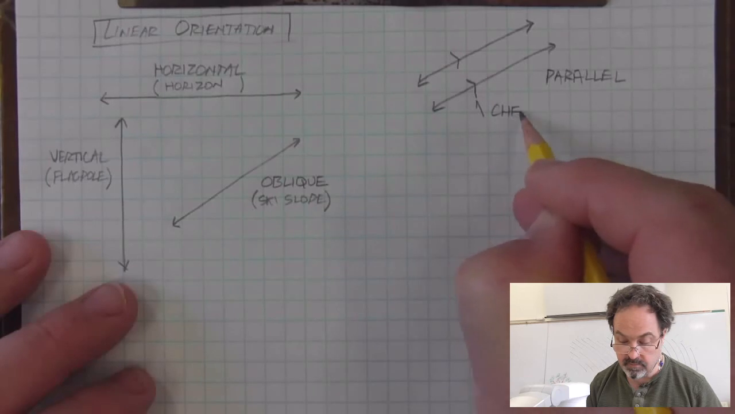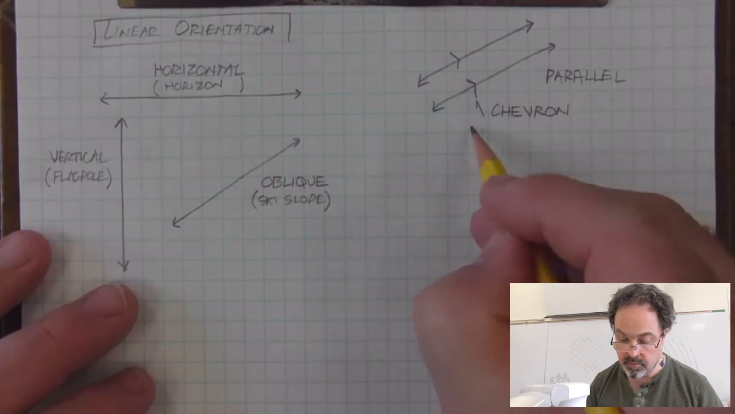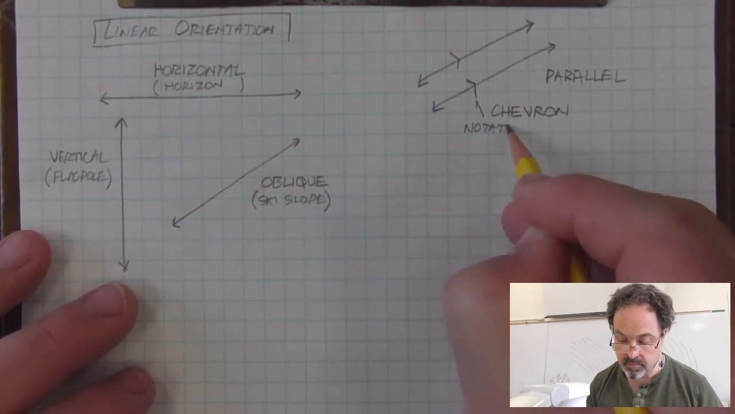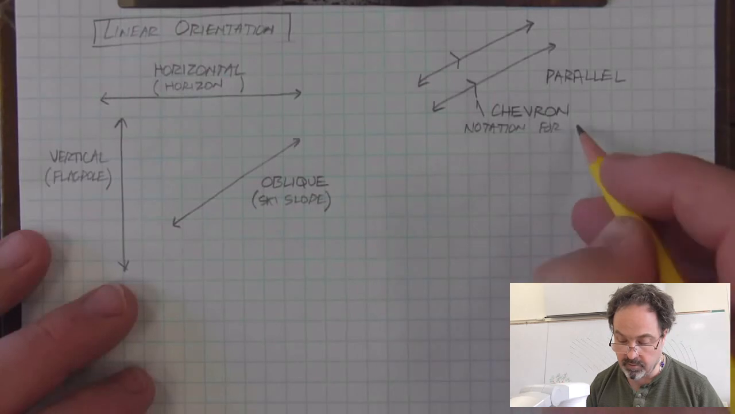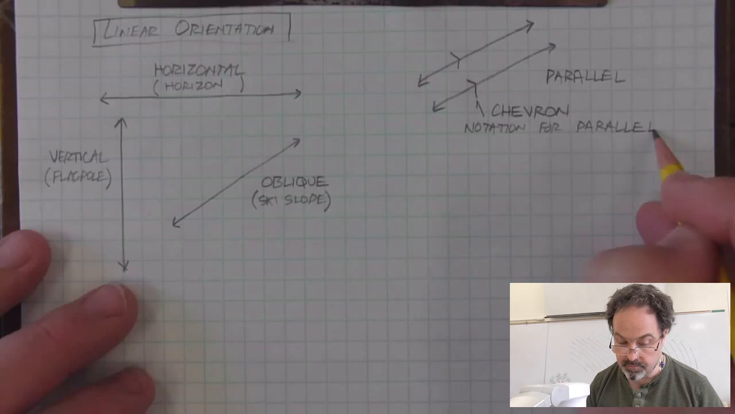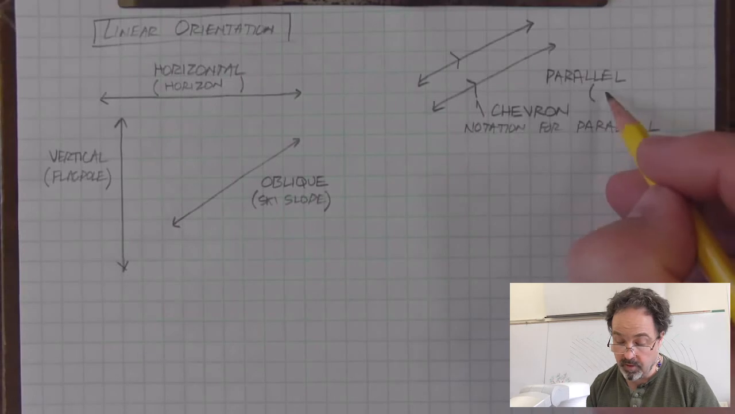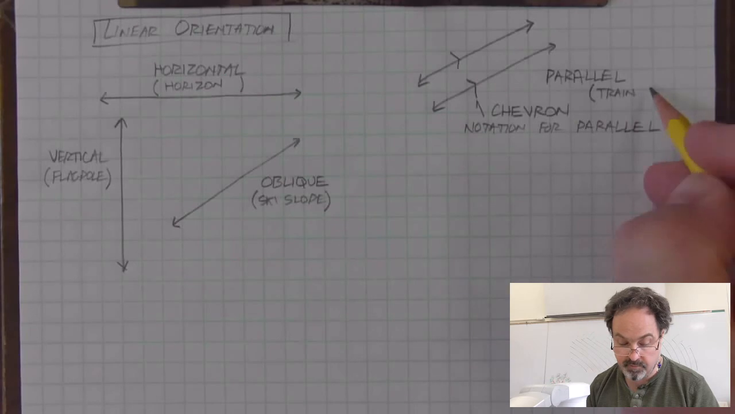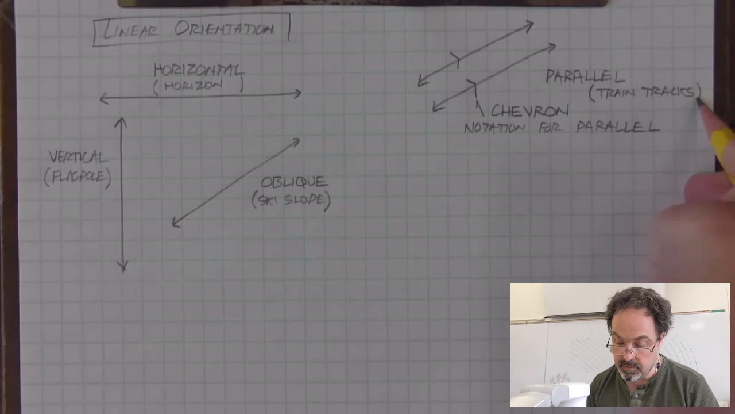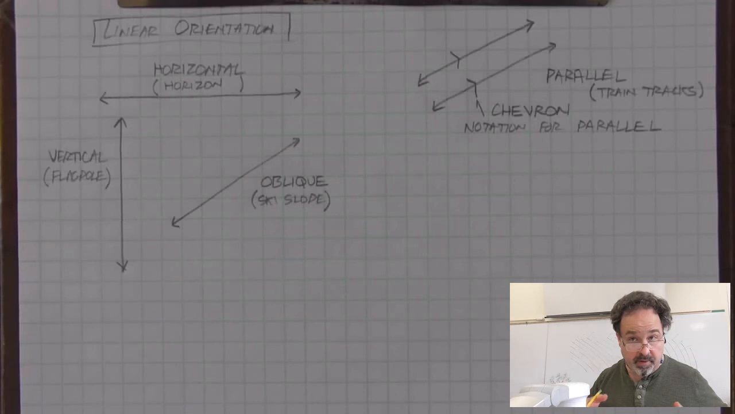This is a chevron, and it means notation for parallel. Parallel, in our world, a very familiar example to represent parallel lines we can think of and visualize train tracks. Train tracks may curve, but at any point they're parallel to each other.